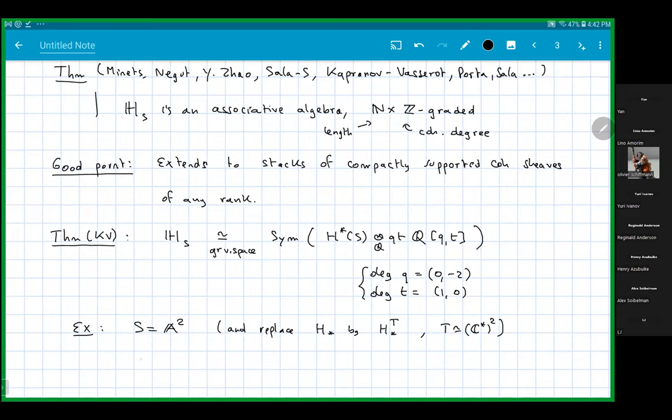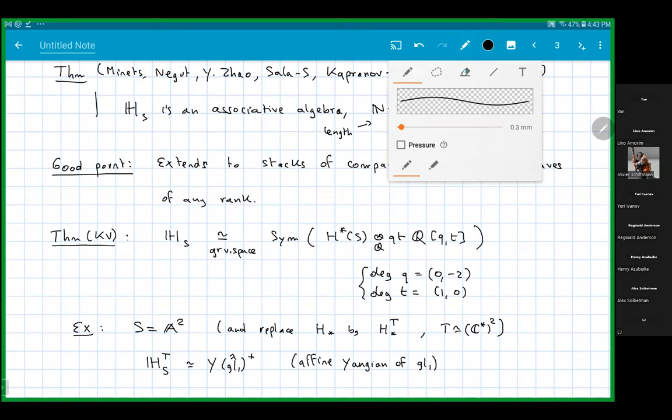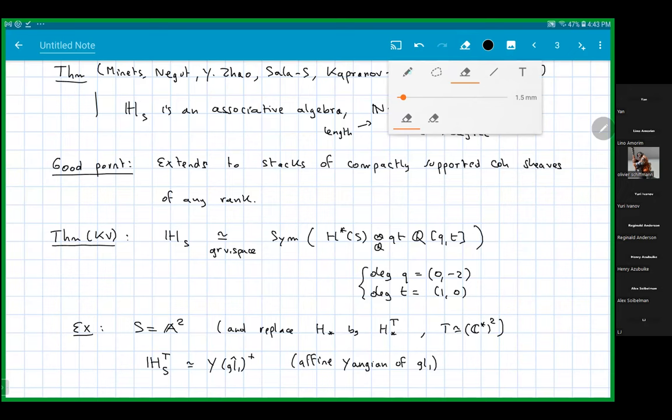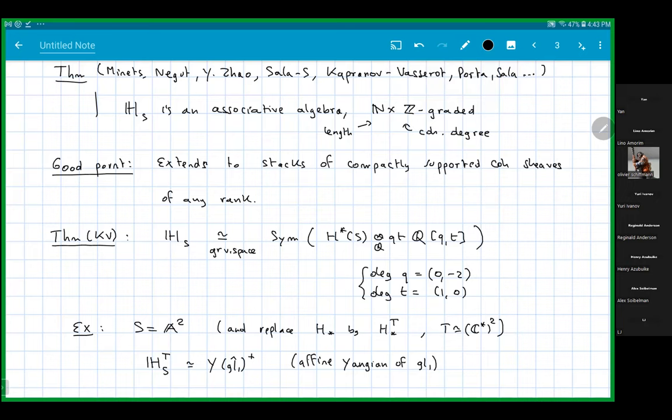So in this case, HS, let's say T, is this affine Yangian of GL1, the positive half. Affine Yangian of GL1. Oops, there's just one hat, sorry. It looks like a double loop algebra, but it's the Yangian of the Heisenberg algebra. And this algebra now appears in many places. So this was worked out by Vasserot and myself. And now this algebra appears in many places when you're looking at, say, toric varieties, toric surfaces, DT invariants of toric surfaces, or things like that.